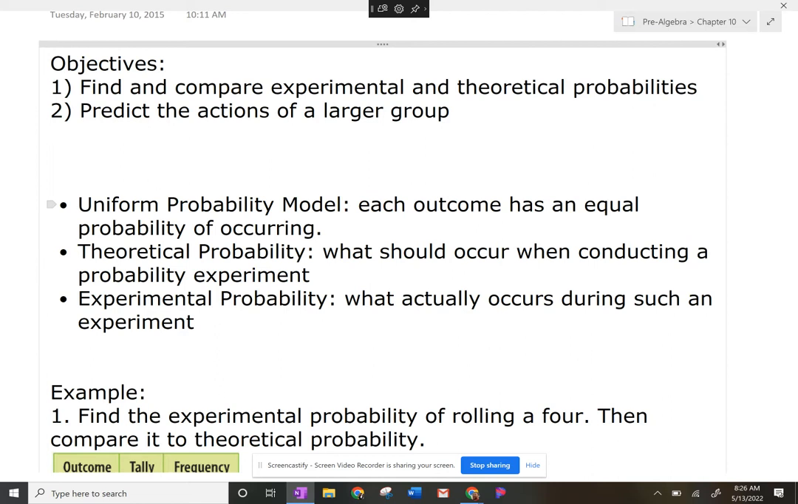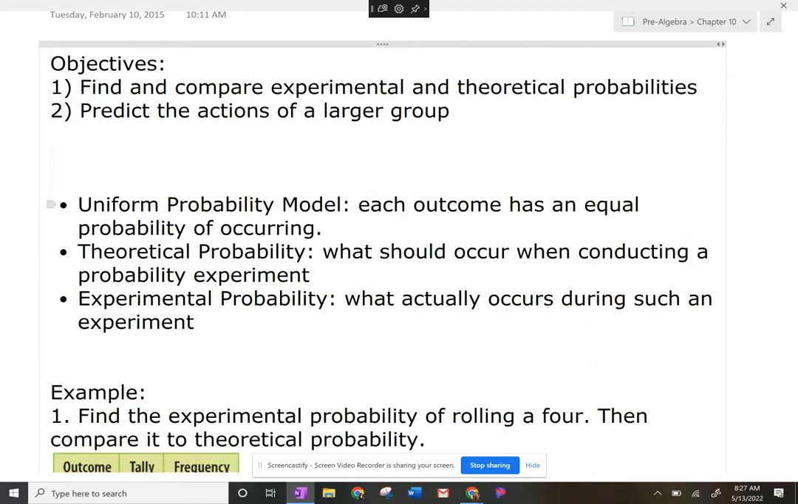Okay. But for uniform probability, each number has an equal opportunity. For theoretical probability, it's pretty much the same thing. That's saying what should happen when we do this experiment. And then the experimental probability is what actually does happen. Theoretical probability is like pretending inside your mind the way it should work. This is actually going outside and doing it. That's what the experimental probability is.